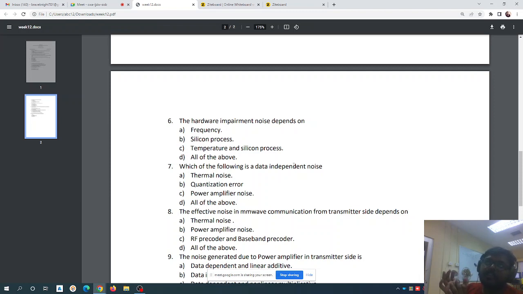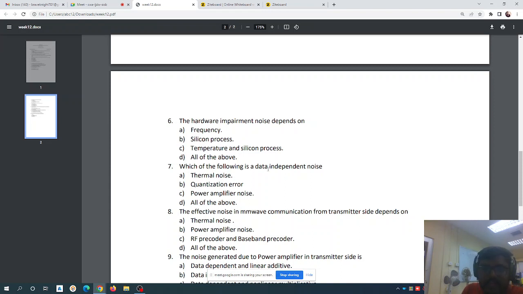suppose there are nonlinearity natures, because the power amplifier is in the RF domain, and in the RF domain there is noise we cannot control, and it is very costly. This power amplifier noise is inevitable because you have to transmit the signal through the power amplifier, and some sort of distortion will be added that we can count as noise. So on the transmitter side it should be thermal noise, quantization noise and power amplifier noise, all of the above. So question number 7 is also all of the above, and the option is option D for question number 7.